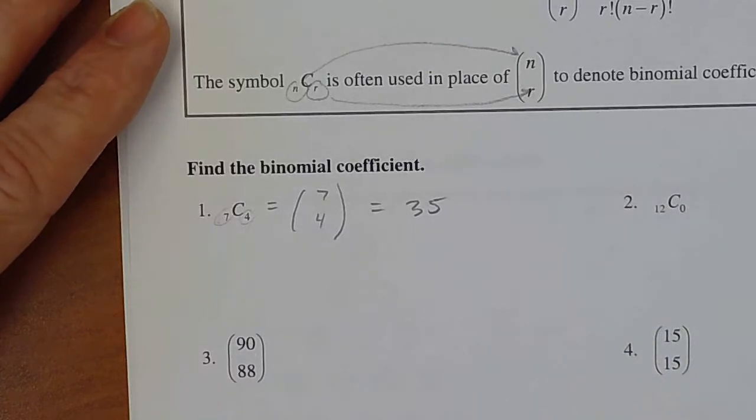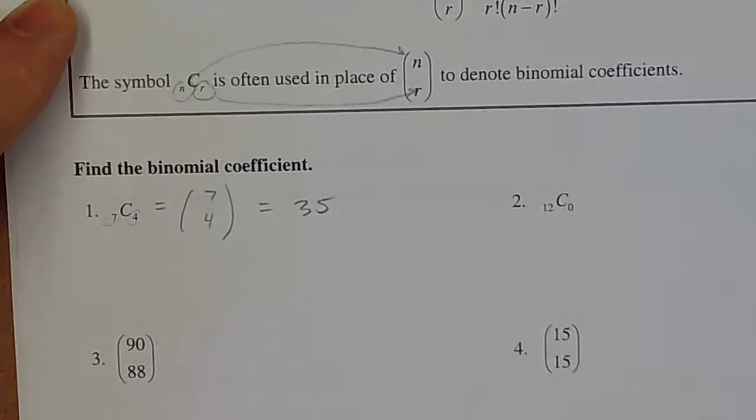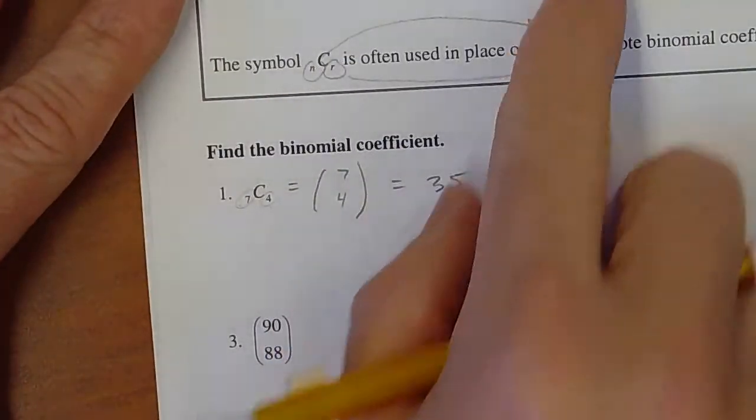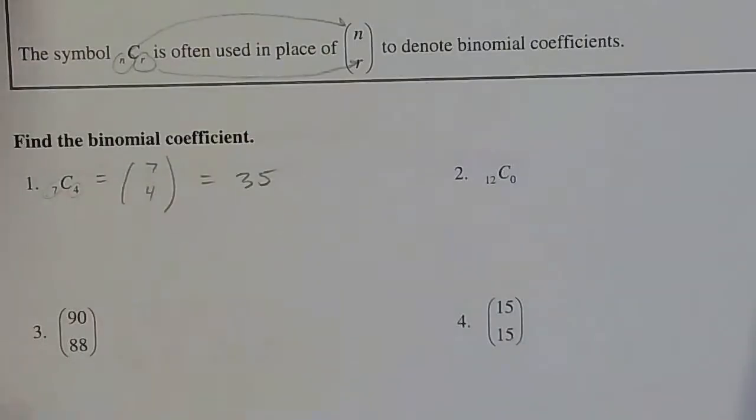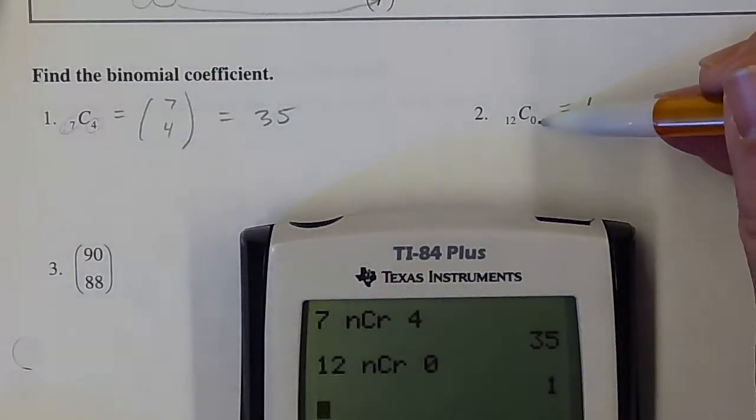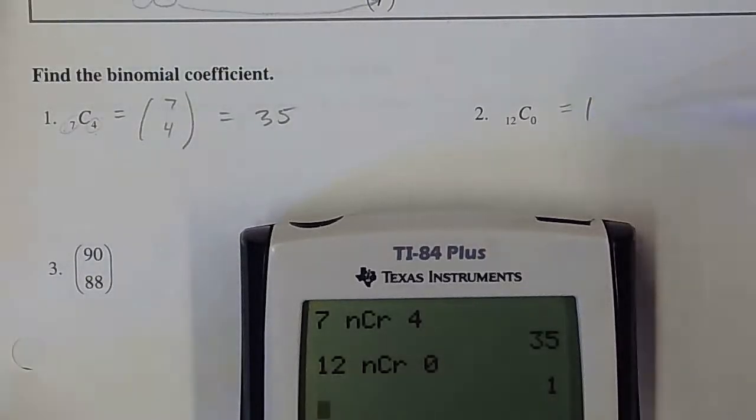All right. So number 2, see if you can figure out how to punch that in. You don't necessarily have to write this part down. I'm just trying to make the connection. But go ahead and pause and write down or type in number 2. Okay, so a combination of 12 things taken none at a time. There's only one way to do that, so it's just 1.